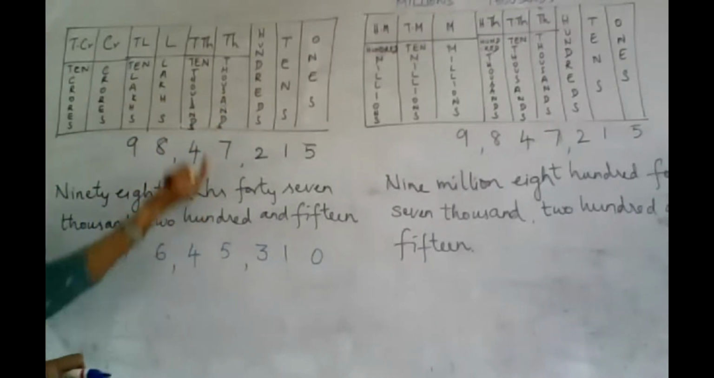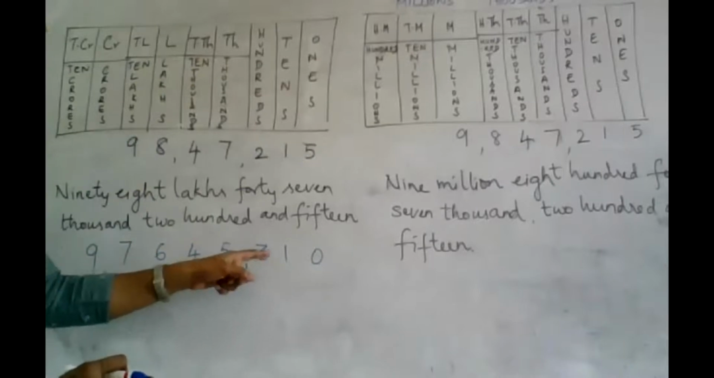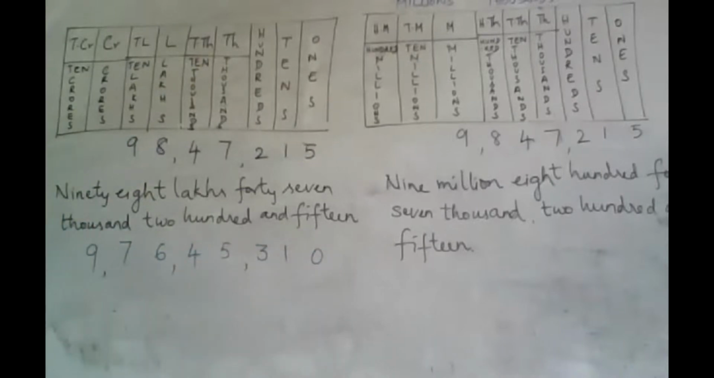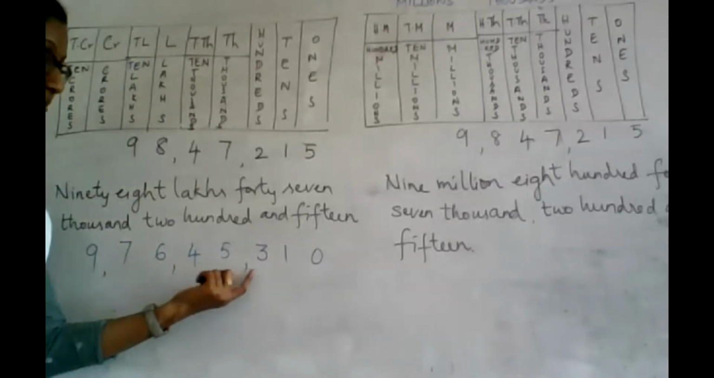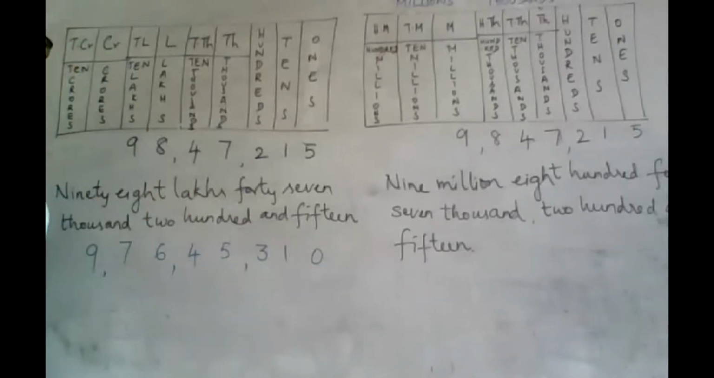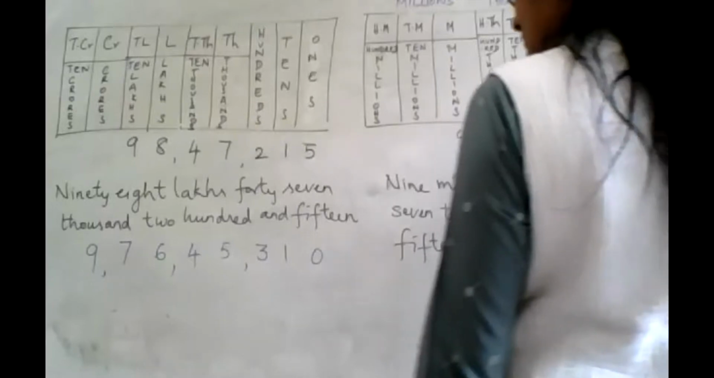So 45,310. It's very simple now. You should be able to read it as 9 crores, 76 lakhs, 45,310. Now the same number, if I have to put that in the international system.